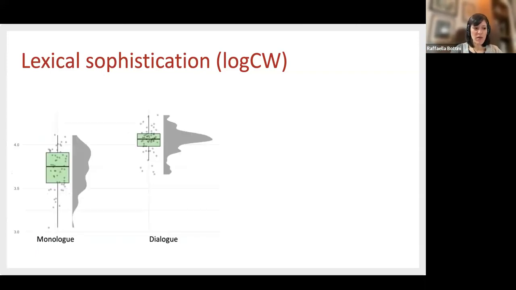Here you have box plots. Each dot is a speaker, and the position of the dot on the graph is based on the lexical sophistication score, so the mean frequency score of their content words. And we can immediately see that dialogic production is characterized by higher scores of lexical sophistication. And if you remember, that means more frequent content words.